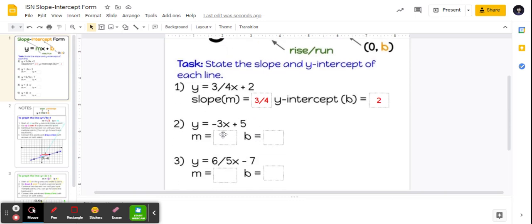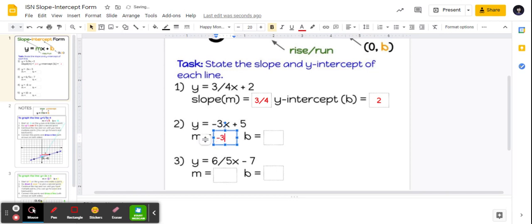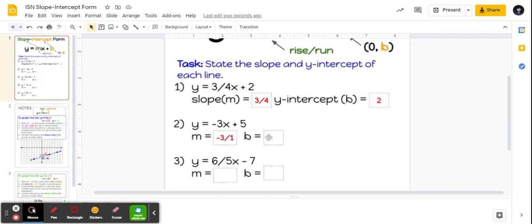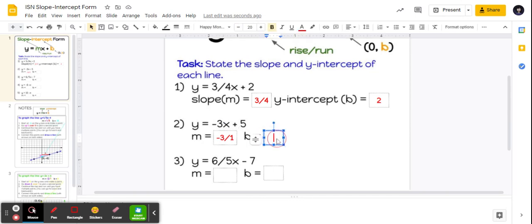All right, number 2. The m, which is our slope, is in front of the x, so that is -3. I'm going to write -3, but I'm also going to make it a fraction, so I'm going to do -3/1. Remember, it's rise over run. In this case, it would be fall over run because it's going down, because it's a negative number. My b value is this number at the end, +5, so I'm going to put a 5 in this box.